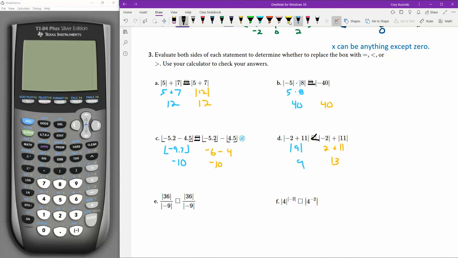E is a pretty silly question to me. You've got the same exact expression on both sides. I thought that was a typo, but it's not. I looked in your book. It appears the same exact way. It's the same exact expression on both sides.